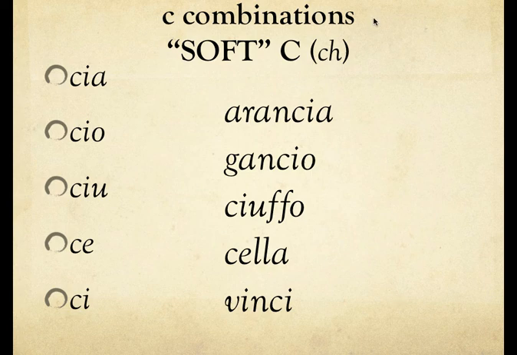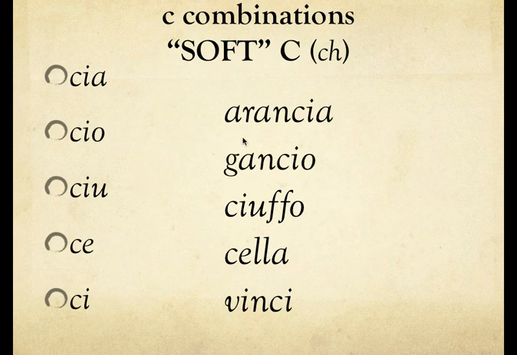These are also C combinations, but this time the sound of the letter C is ch. So here we have cha, cho, chu, che, chi. Let's do that again, spelling the combinations and then saying them in Italian. Chi, I, a, cha. Chi, I, o, cho. Chi, I, u, chu. Chi, e, che. Chi, I, chi.